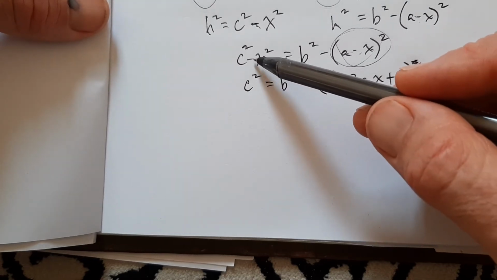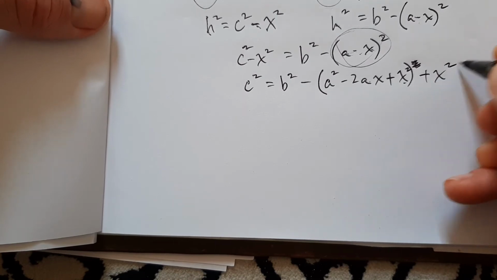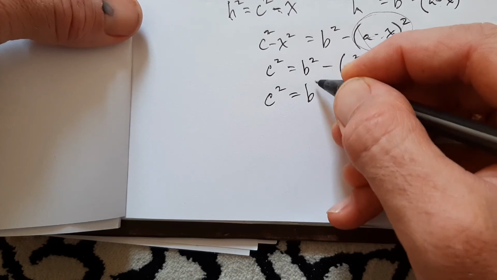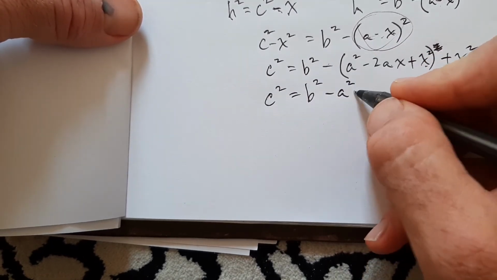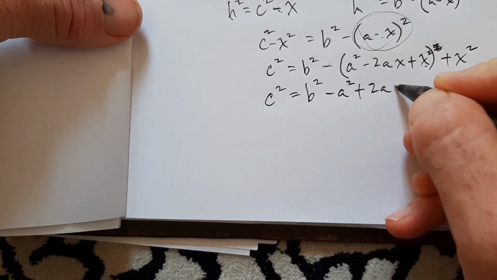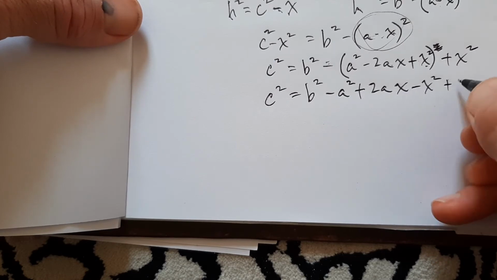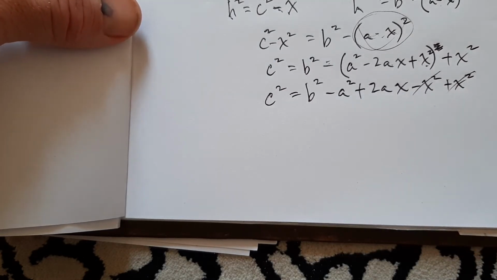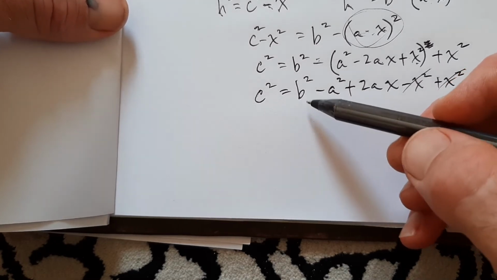Okay, and now I'm moving this minus x squared over here, so then I got plus x squared. So then I'll have c squared equals b squared minus a squared plus 2ax minus x squared plus x squared. Yay, we get to get rid of those: minus x squared plus x squared.